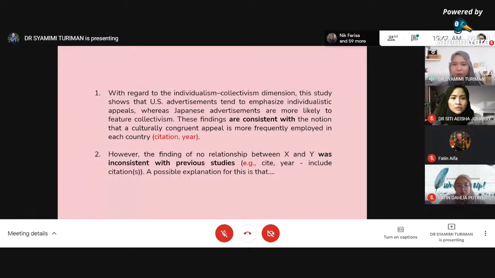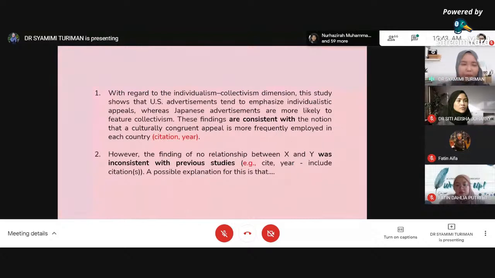Normally, this is what students do. This is what I found from my study, and then the student will move on to the next finding without explaining. So this would be something that you can add to your explanation by saying these findings are consistent with the notion that a culturally congruent appeal is more frequently employed in each country, and then you can cite. In other words, you are relating your study to another study that shares similar findings.